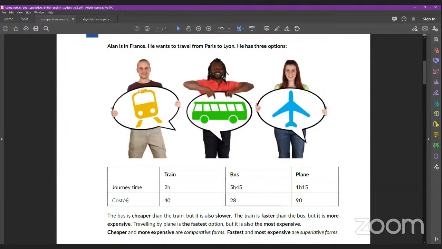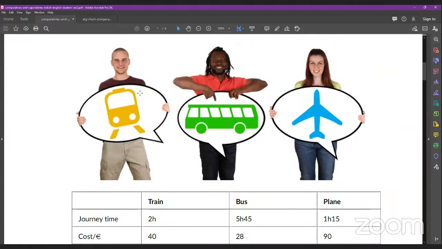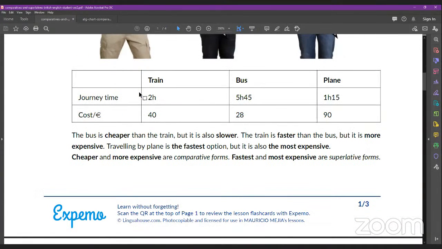Below these people, we have a chart. This chart is showing information. Let's take a look. There are 4 different columns. Each column has different information. Column number 1, journey time. Tiempo de viaje, journey time. Number 2, cost, means costo, money. Column number 1 is a means of transportation, train.